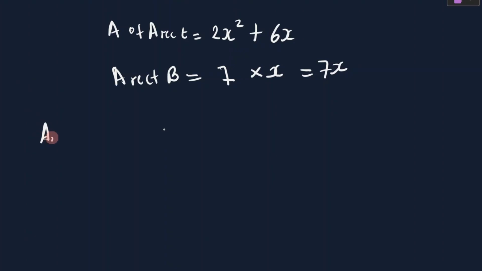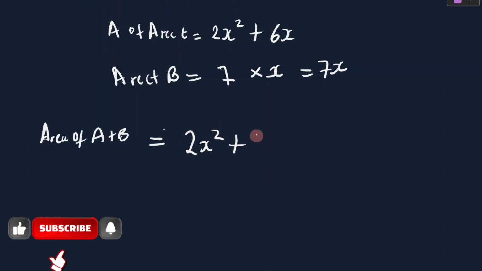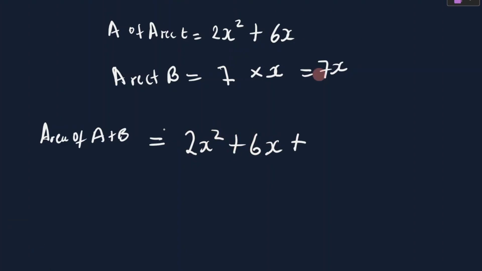Therefore, we have the area of A plus B equal to the area of A, which is 2s squared plus 6s, plus the area of B, which is 7s. And remember that the total area for A and B is equal to 24. That is what the question gave to us. So what do we do at this point?